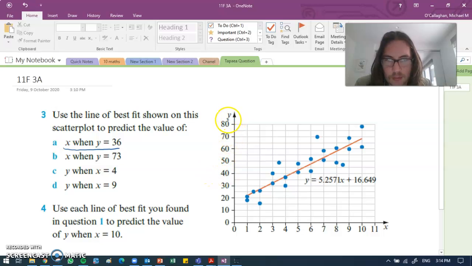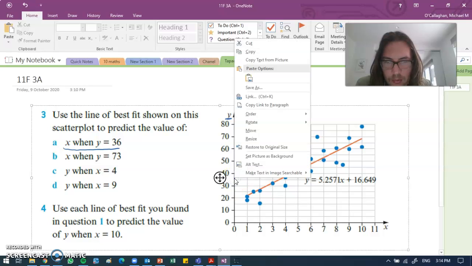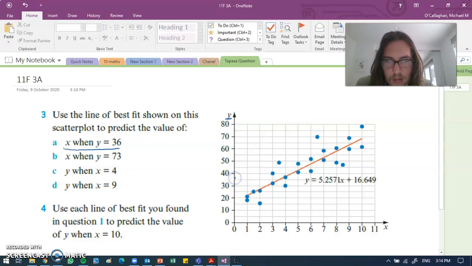Okay, so if this is y, when y is 36, all I need to do is find that point on the line here, 36, and then go across using that point as a reference and find the x value. And using my best estimate, that's when x is equal to 4.